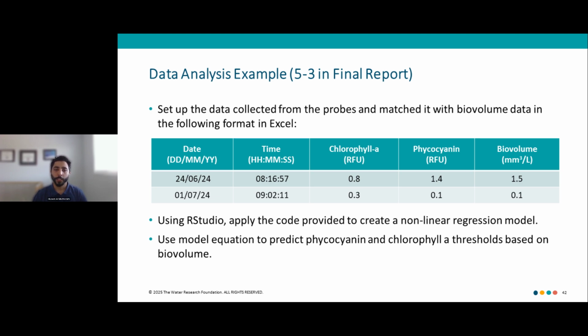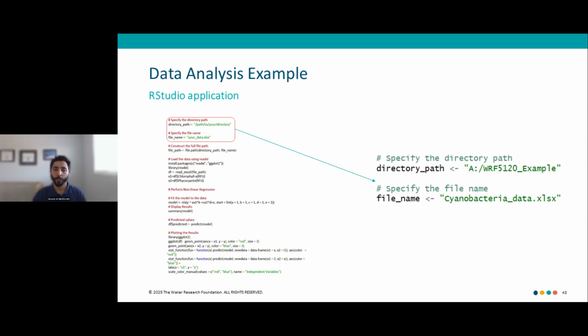This will show you, for example, how exactly to set up your Excel file that contains this data. So with the columns, the column headers, and how to put in the numbers, as well as the tool that can be used to interpret that data. So in this example, we'll be using RStudio, which is free, publicly available statistical analysis software. We provide the code as well.